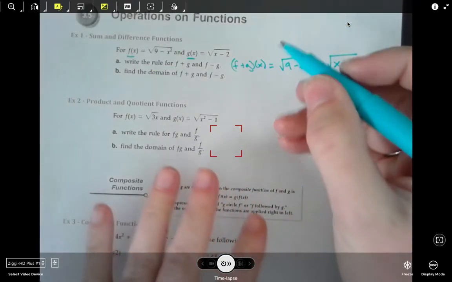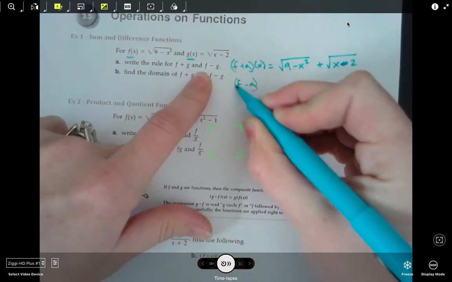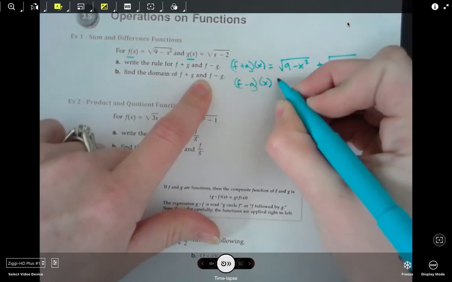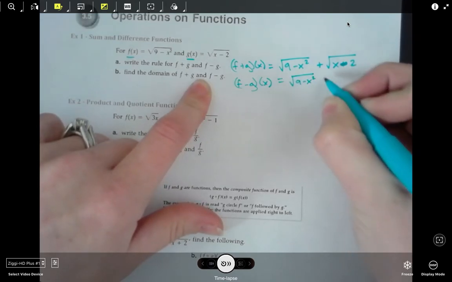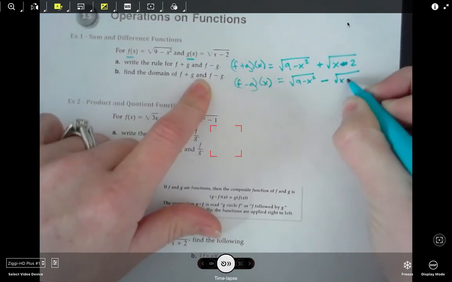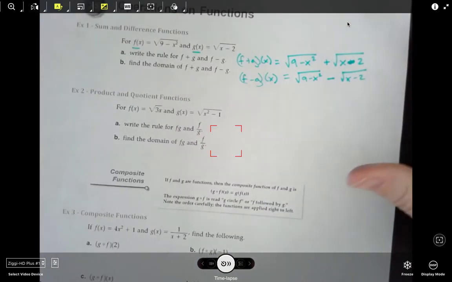And it just so happens that the same thing occurs when I do f minus g. There's really nothing I can put together either. I have just the square root of 9 minus x squared minus the square root of x minus 2. There's nothing I can put together. If there is, you combine like terms, but if not, you just leave it.